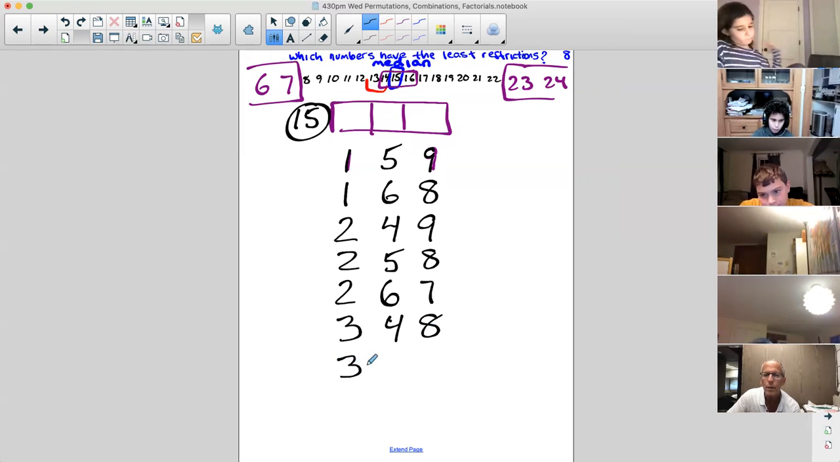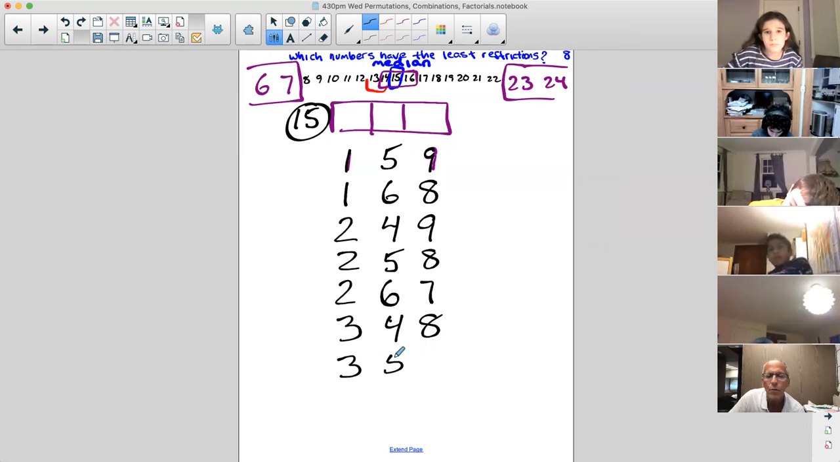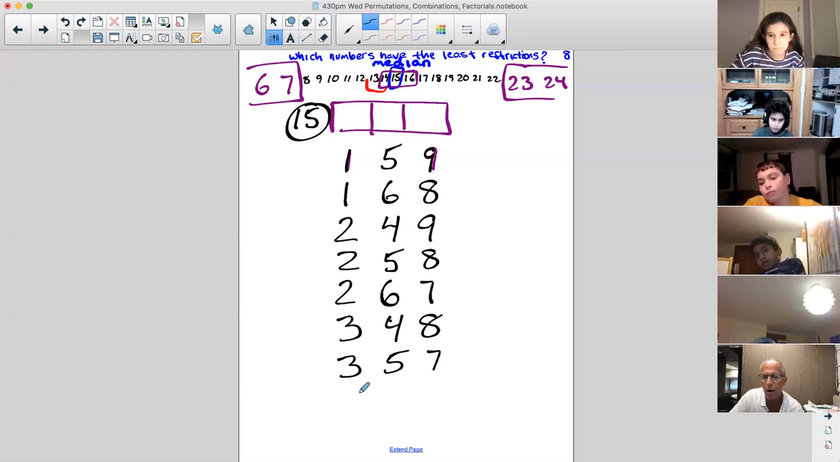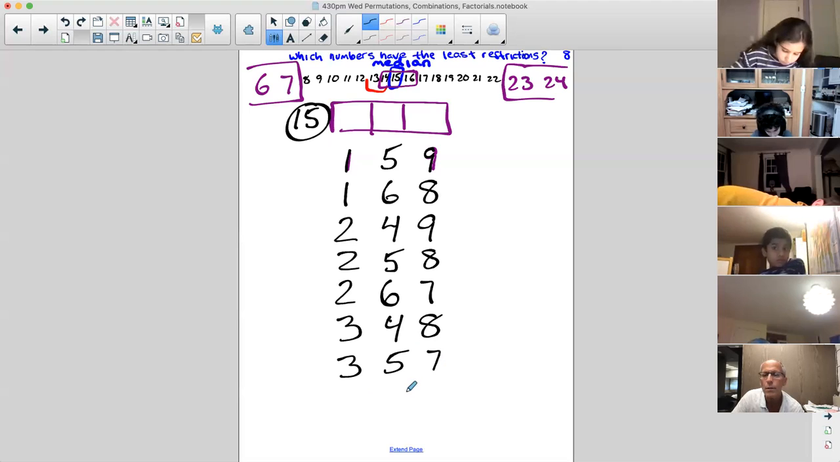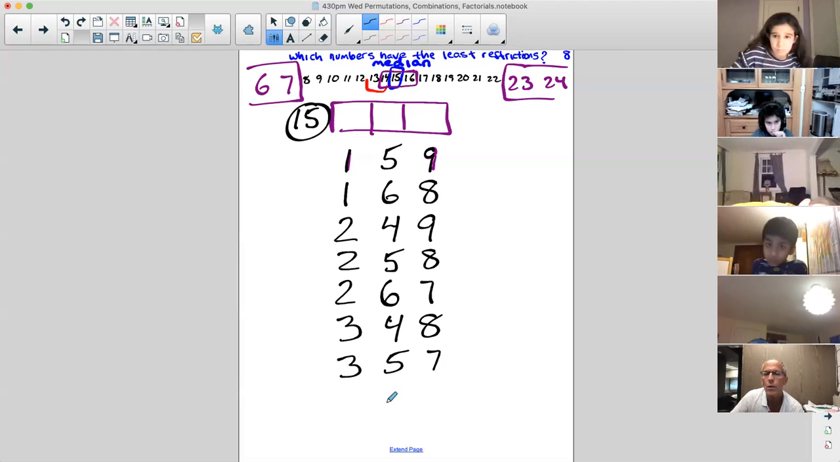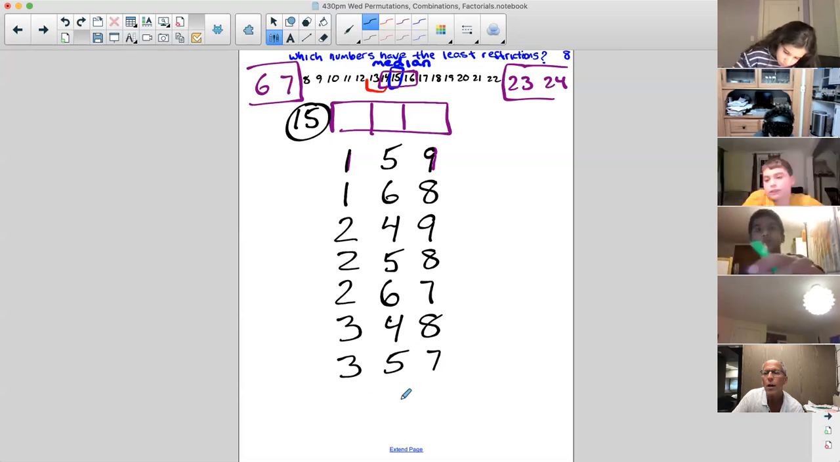And then we'll go 3, 5, 7. Wait, Baron, let him speak. Go ahead, Sun Yi. 3, 5, 7. We can't do 3, 6, 6, so I usually skip the doubles. Right, and Kelsey, can you give us the last one? Go, Kelsey. 9.